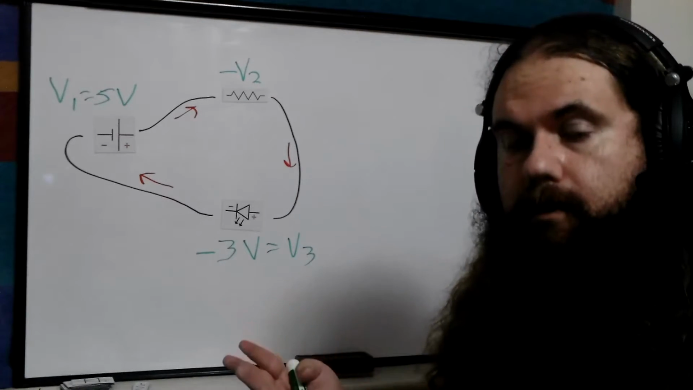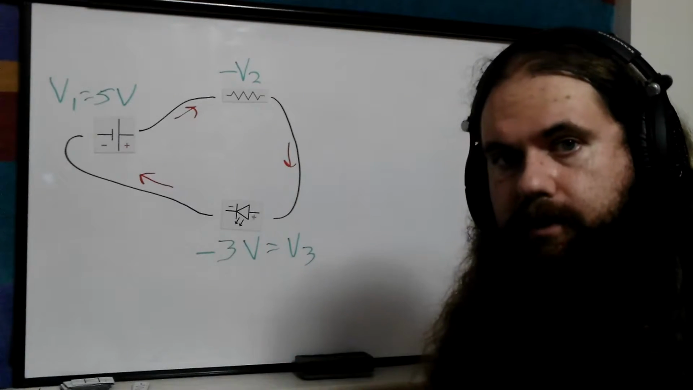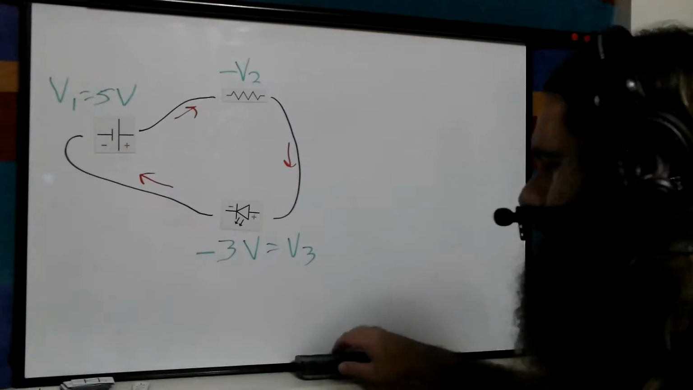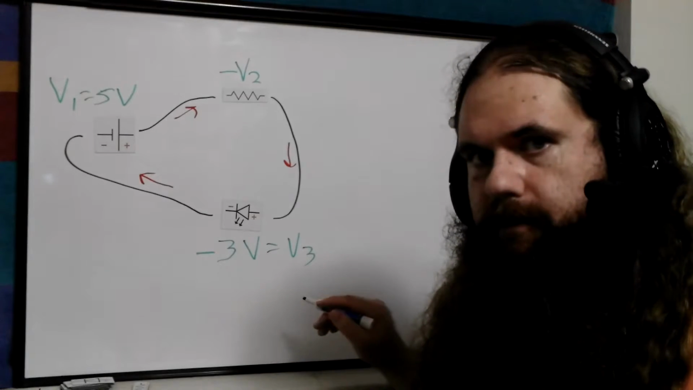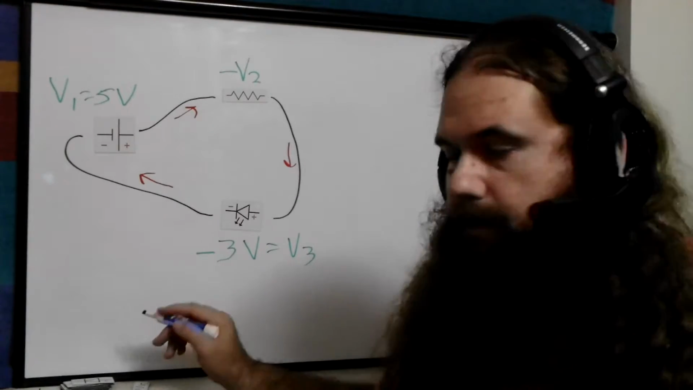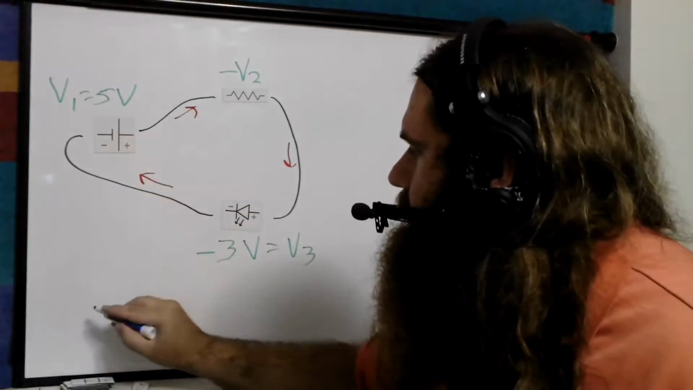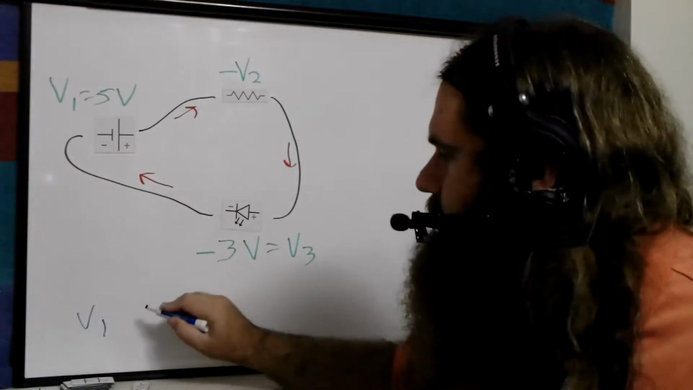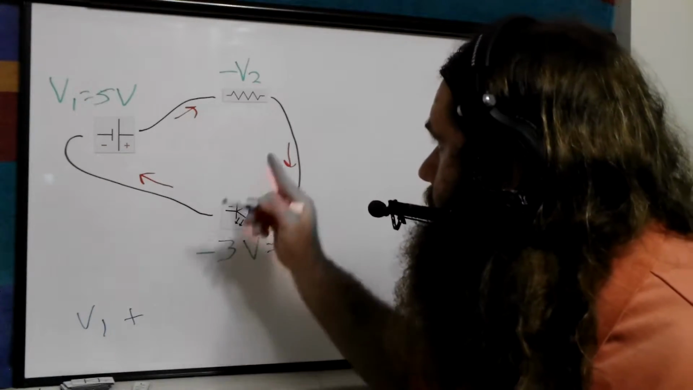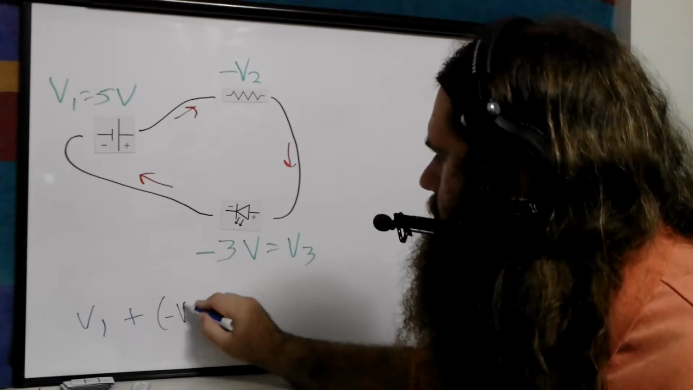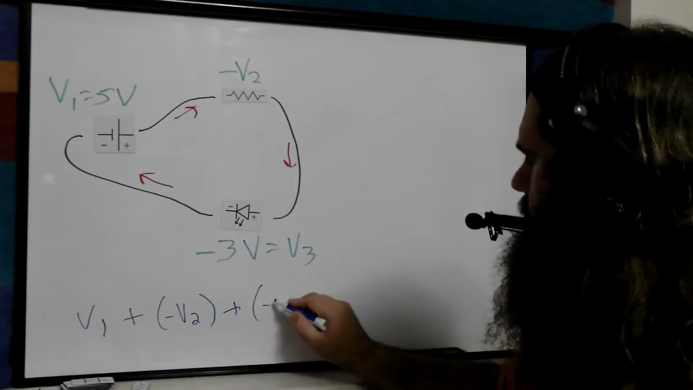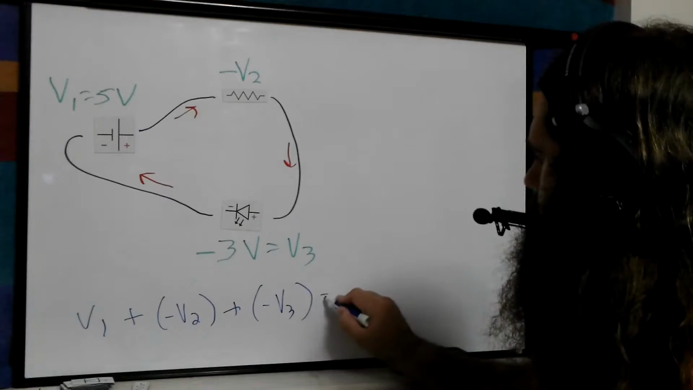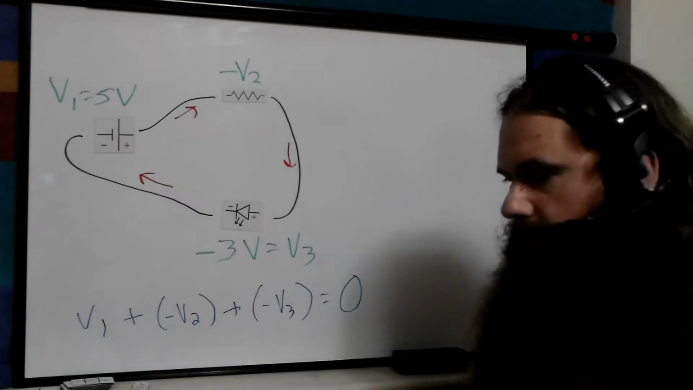They're being, quote unquote, used up. So what does Kirchhoff's voltage law say? In any closed loop, for any closed loop, add the voltage changes and it equals 0. So we have V1, which is positive, plus V2 is negative, plus negative V3 is 0. So let's plug some numbers in.